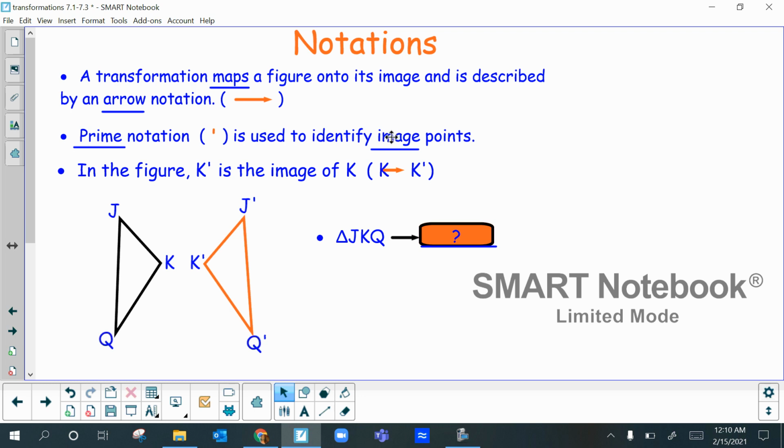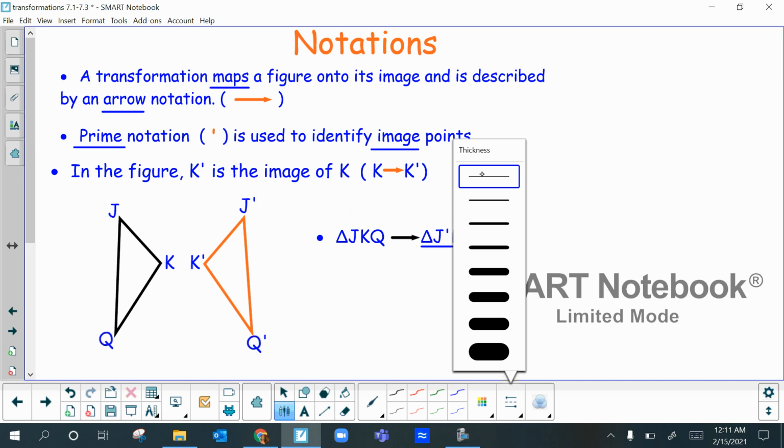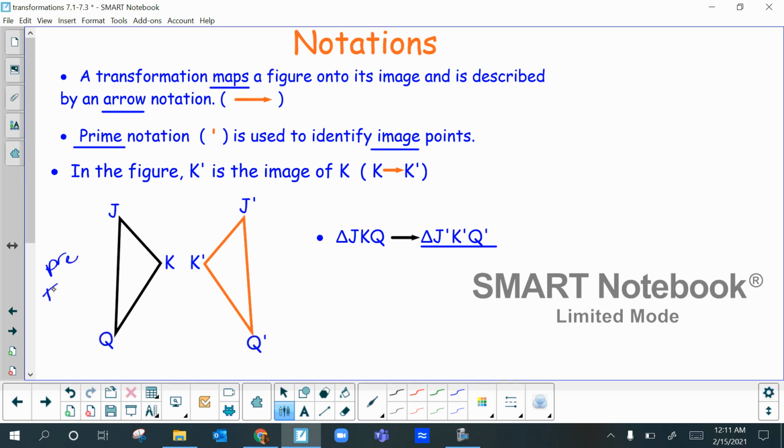So in the figure below, K prime is the image of K. So it is mapped on like this. So K maps onto K prime. And so here you can do the entire triangle. The entire triangle JKQ maps onto triangle J prime, K prime, Q prime. Okay, so like we had mentioned before, there's a pre-image and an image. So this one is going to be our pre-image. And then all of these with the prime notation is our image, so our new one.